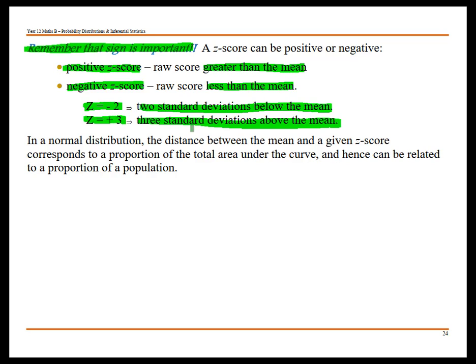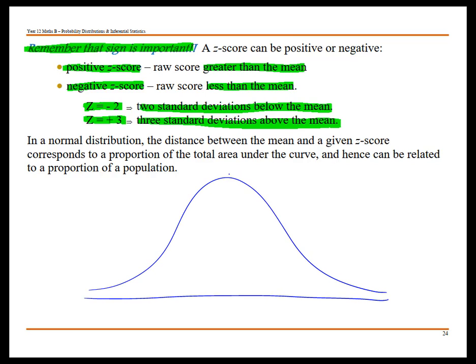Okay, so in the normal distribution, the distance between the mean and a given Z-score corresponds to the proportion of the total area under the curve. So if we think back to that bell-shaped curve, when I said that within 1 standard deviation, so -1 to +1, we had 68% of values between those two scores. So that's what we're relying on. Knowing how far we are from the mean can tell us what the probability is of having a score in that vicinity or in that region.